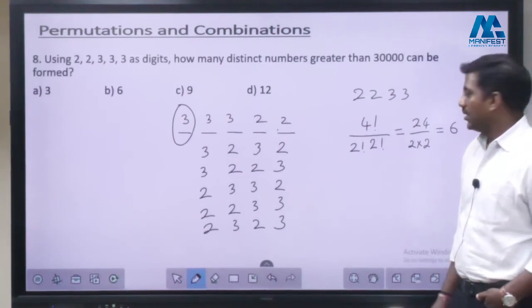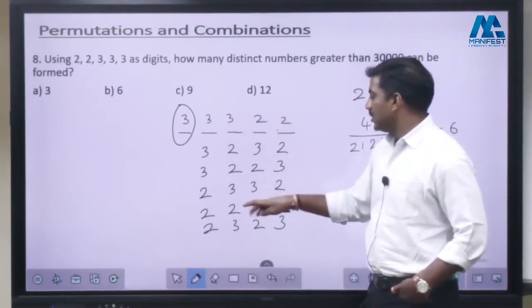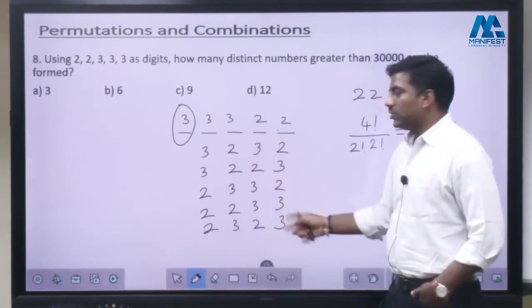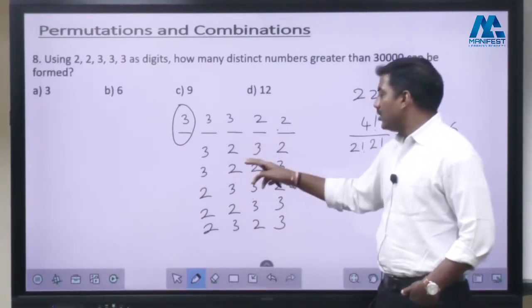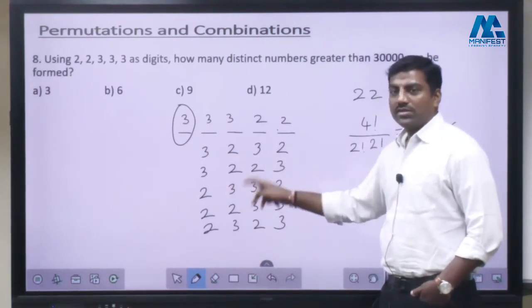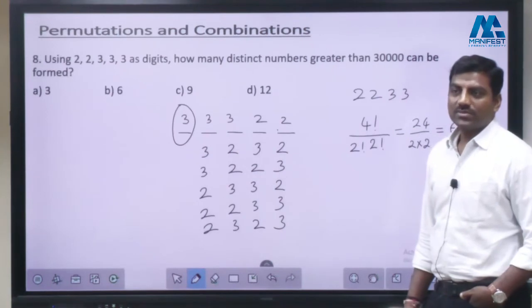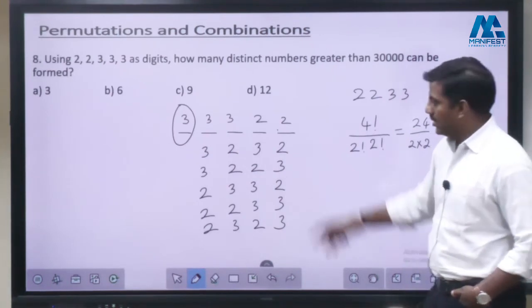Correct? 3322, 2233, 3232, 2323, 3223, 2332. 6 ways. Done. These are more confusing.